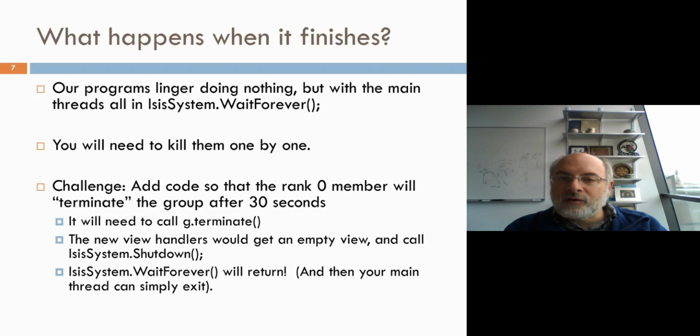That eliminates the group and causes a new upcall to be done to the view handler saying that there are no members left, and you could arrange that at that point the group members all exit. If they were to exit by calling ISIS shutdown, the effect of that is that instead of hanging, the main thread will actually gain control and be able to terminate the program.